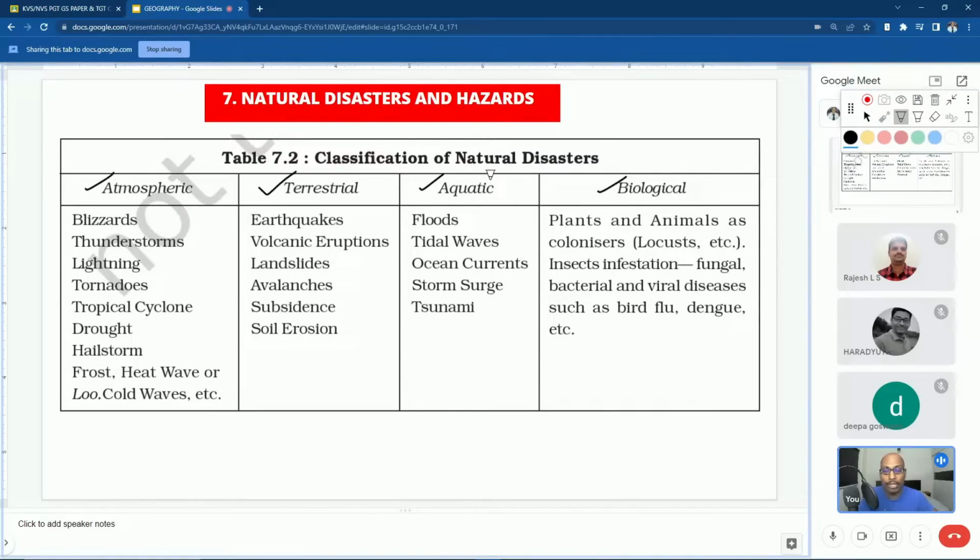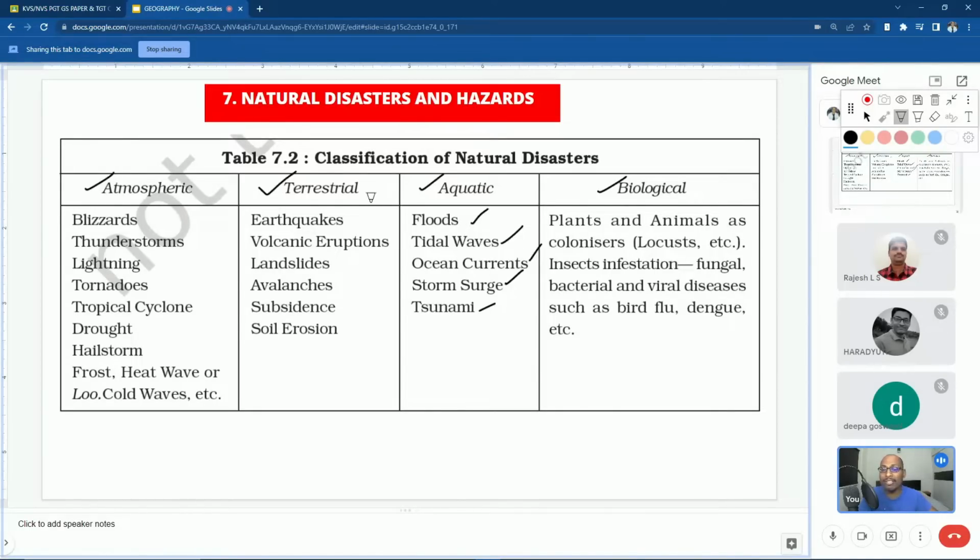Then what are aquatic disasters? Related to or connected to the water. So floods, tidal waves, ocean currents, storm surges and tsunami. If a big tsunami comes, it can wipe out a lot of human population. Floods also we know, tidal waves also we know, ocean currents also create a lot of disasters. It will create El Nino or La Nina, and storm surges, sudden fall of rainfall will cause a lot of damage.